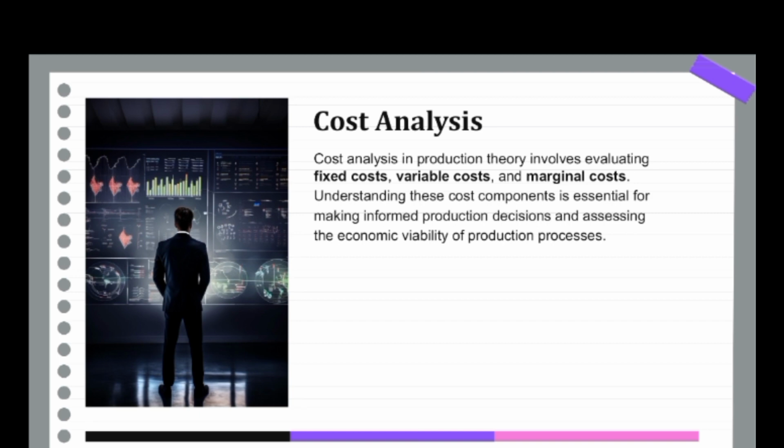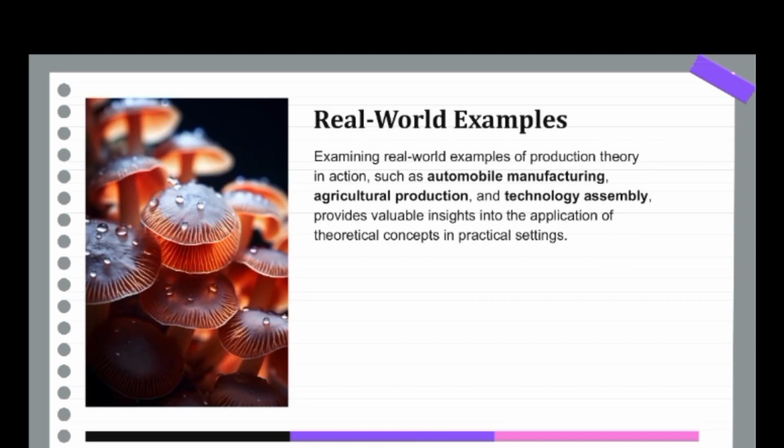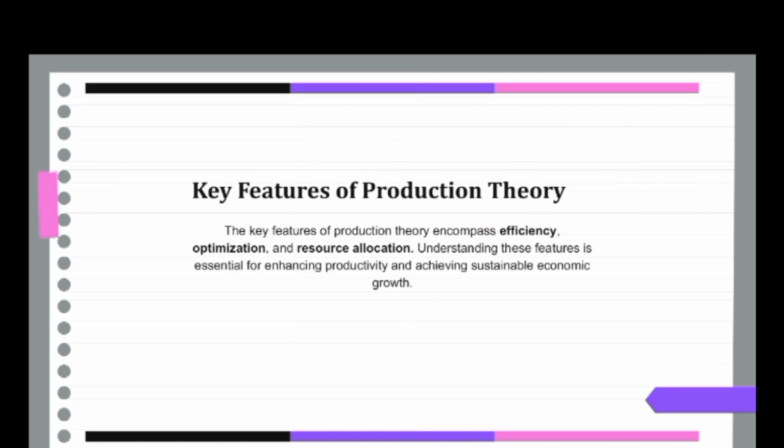Fixed costs are fixed for the production of any good or service. Variable costs are the per worker production cost, and the marginal cost is the additional cost of producing one more unit of any product. We will take here the real world example. The real world example states that production theory in action, such as automobile manufacturing, agricultural production, and technology assembly, provides valuable insight into the application of theoretical concepts in a practical setting.